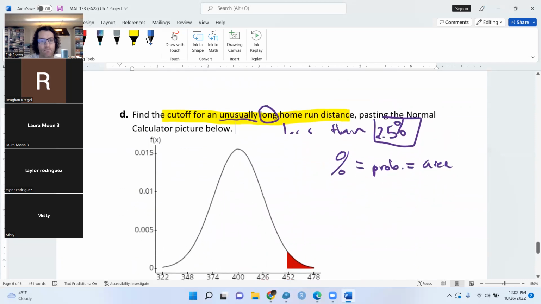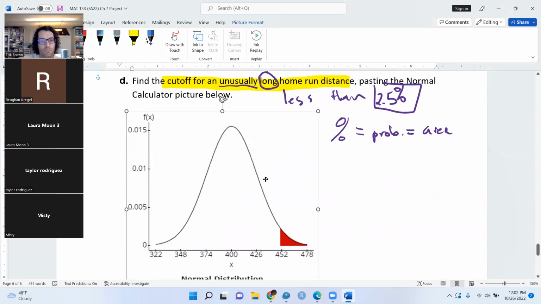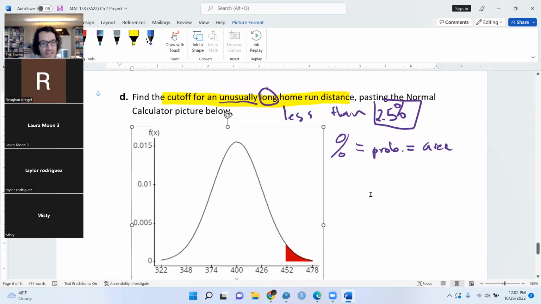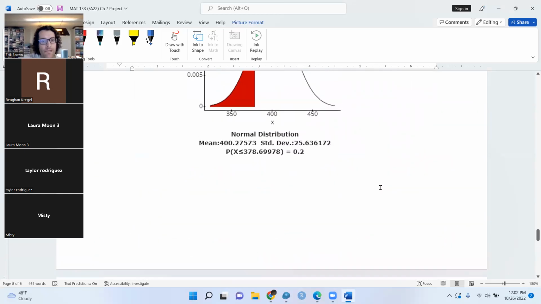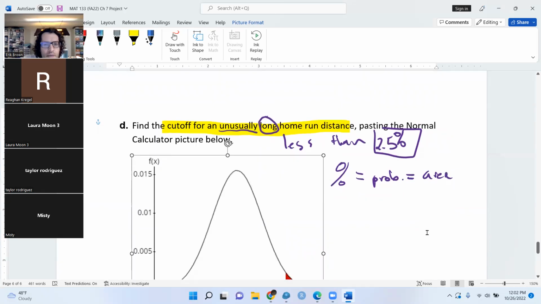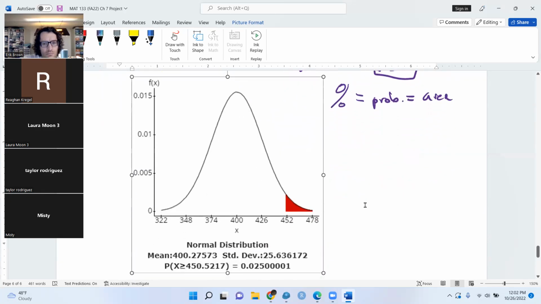Yes, I stopped doing everything else and I managed to get that, but I didn't write anything on it though. So you have all of D done? Yes, I have D done. Okay, the only thing you need to do is paste the picture on here. Okay, I did that. So the answer we were looking for in D is 450 feet. That's the cutoff for unusually long distances for home runs.